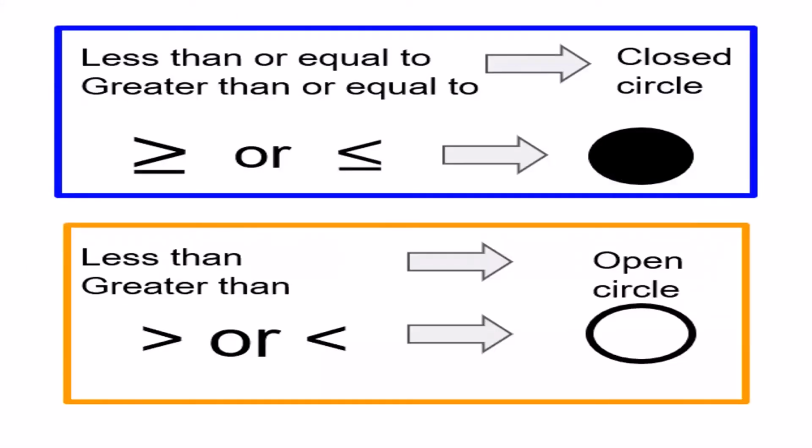Now, the way that we can tell if it's going to be a closed-face dot or an open-face dot all depends on the inequality sign. Less than or equal to, or greater than or equal to, will always demand a closed-face dot. If we have just less than or greater than, it will be an open dot because that value would not be included in the possible solutions.